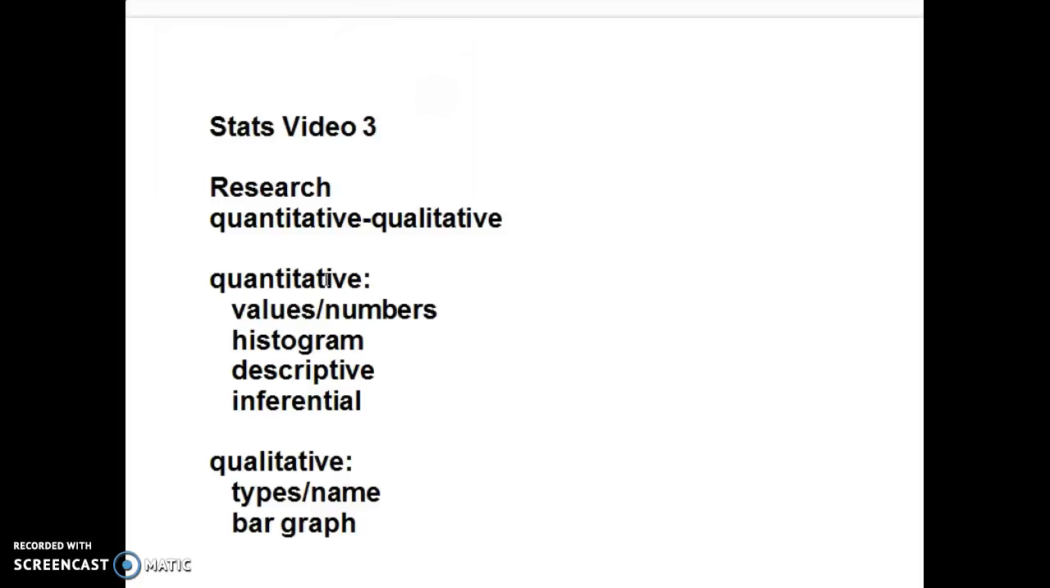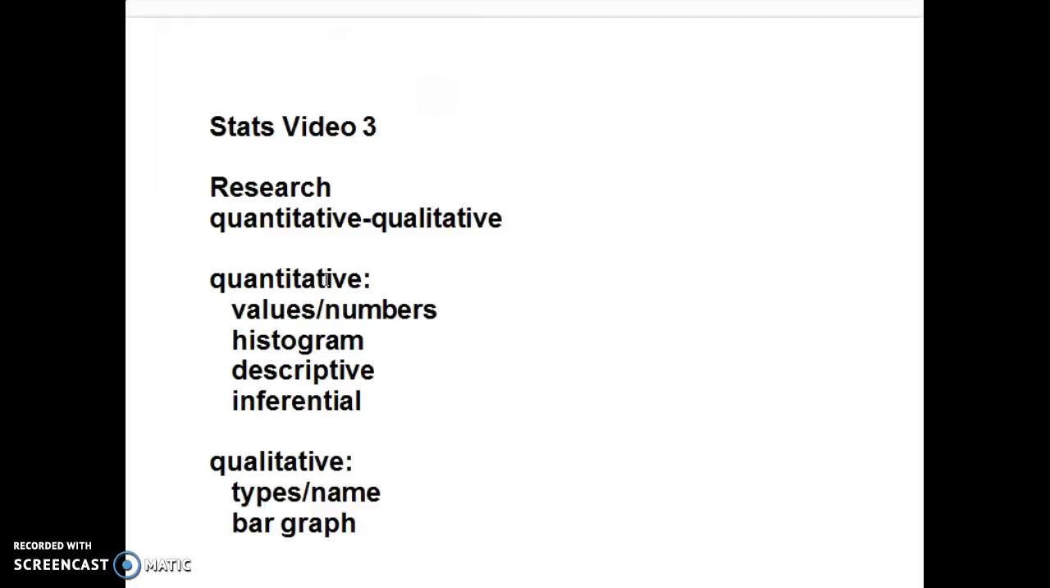What is the main responsibility you have at work? Keeping the door locked, keeping the floors clean, keeping the computers working. This would be qualitative research because there is not a numerical value connected with it. It's type and name, and again, it would go to a bar graph.